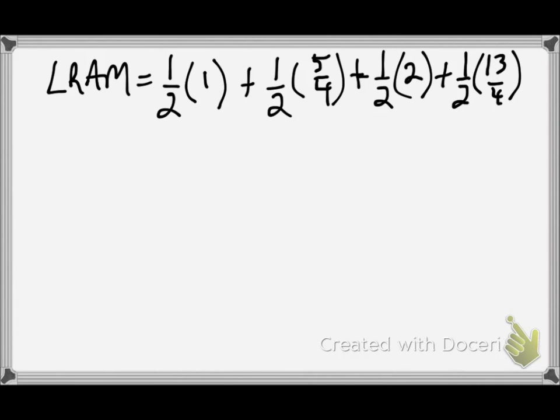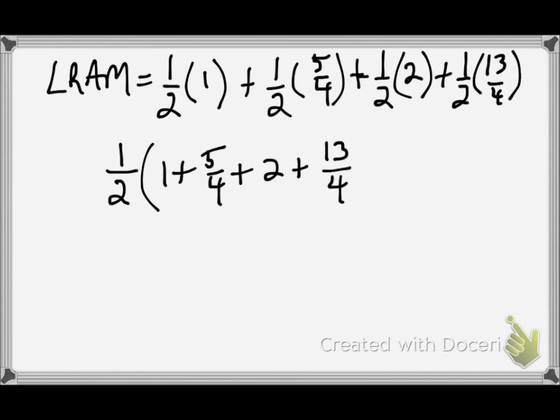Since all these have 1/2 involved, I can factor out a 1/2 to make this a little bit easier to calculate, and then I can just do the numbers of 1 plus 5/4 plus 2 plus 13/4, which will end up being a total value, if you add those up and multiply by the 1/2, you'll get an answer of 15/4. And so that's the approximate area underneath that curve. So that's using the left endpoints.